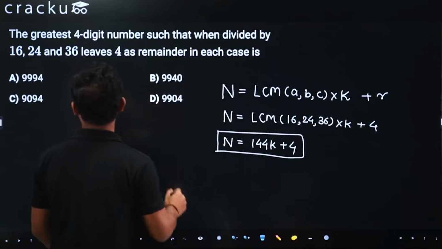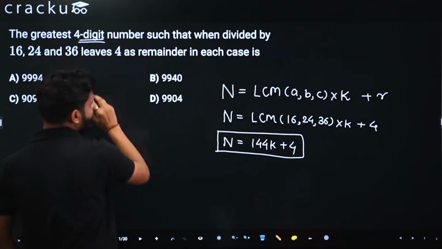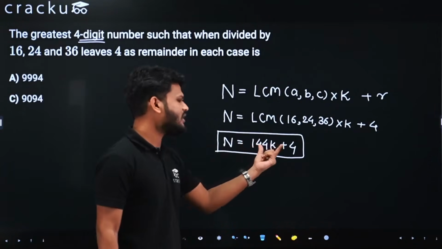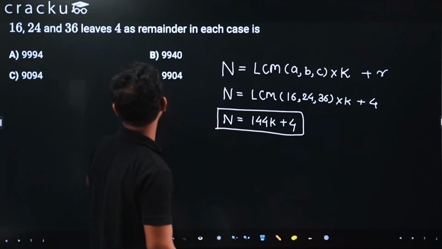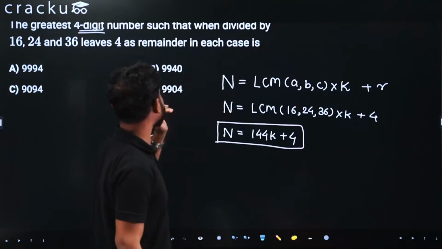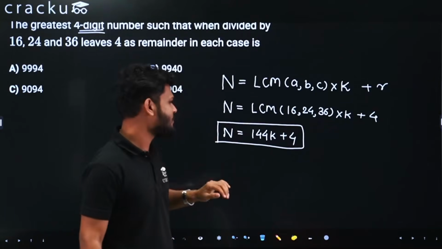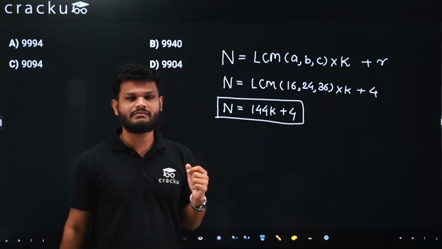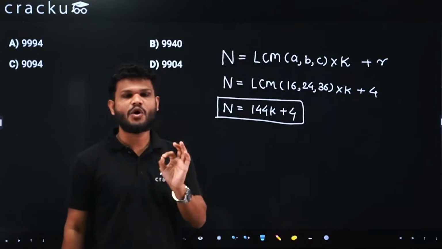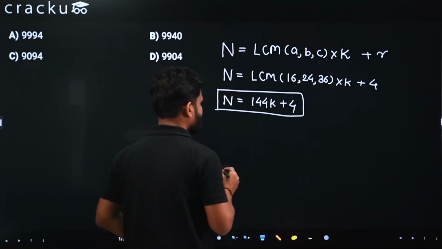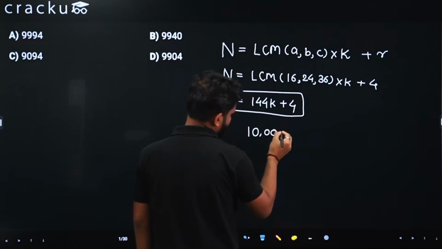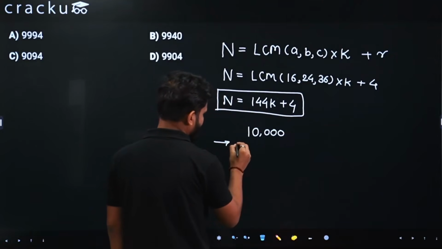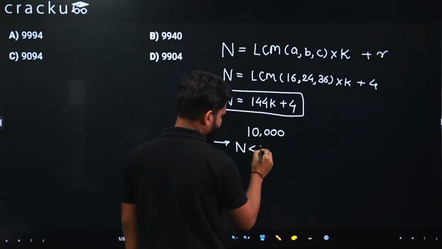Now what is given? We need the greatest 4-digit number, such that when it is divided by 16, 24 and 36, it will leave the remainder 4. If it is the greatest 4-digit number, it will be less than the smallest 5-digit number, right? What is the smallest 5-digit number? It is 10,000. So I can say this n is less than 10,000.